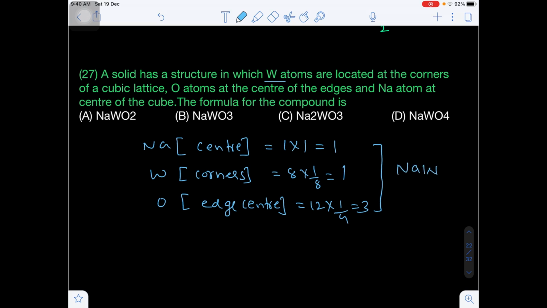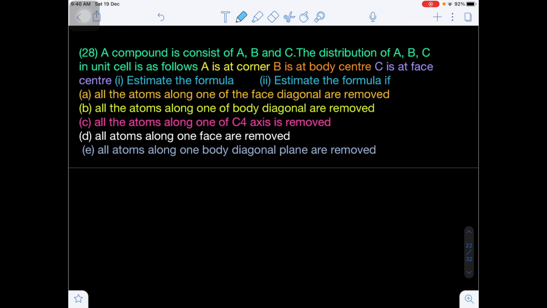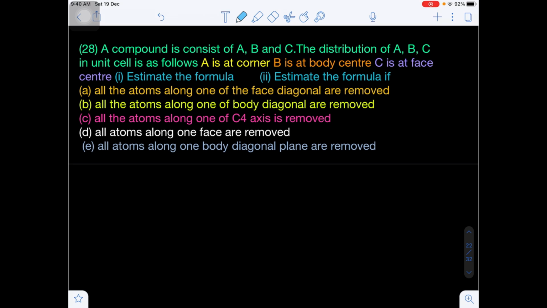So NaWO3 will be the 1:1:3 ratio. NaWO3 will be the final answer. That will be the B option. That will be option number B. Okay.